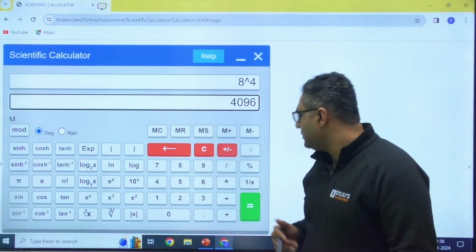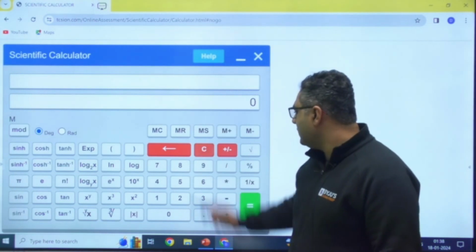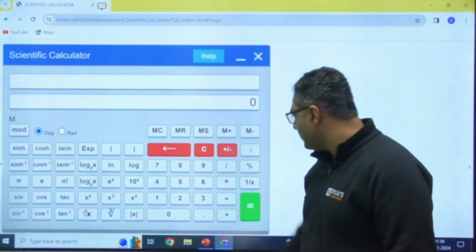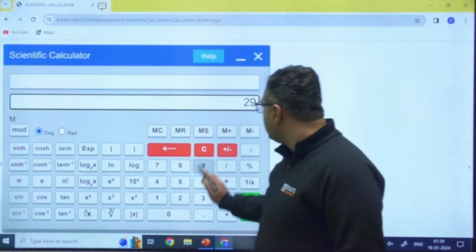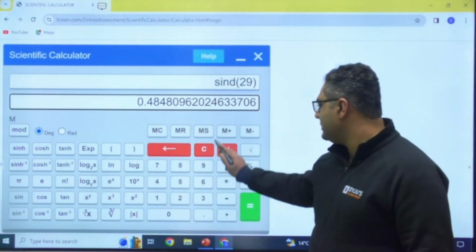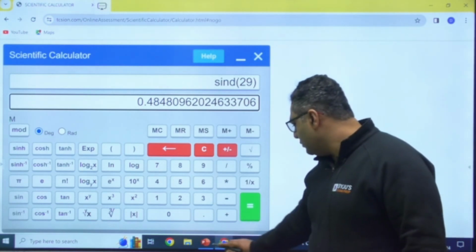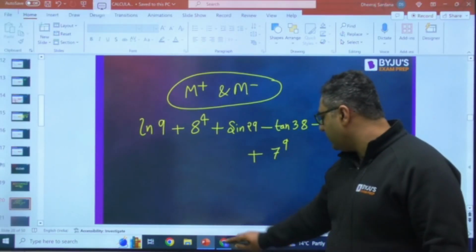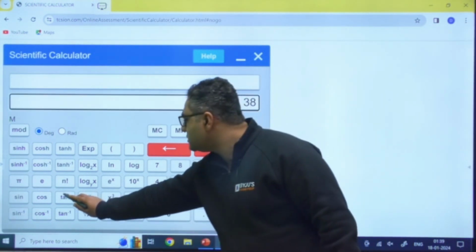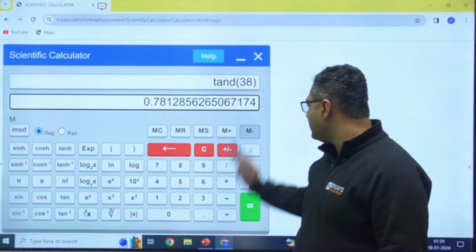Then after this, what is the next number? Sin 29. Once again clear, then 29, then sin of that. And once again I go for M plus, because it is addition. Then you can see the next number is minus tan 38. Now we go for 38, then tan of this. And this is minus, so this time I would go for M minus.